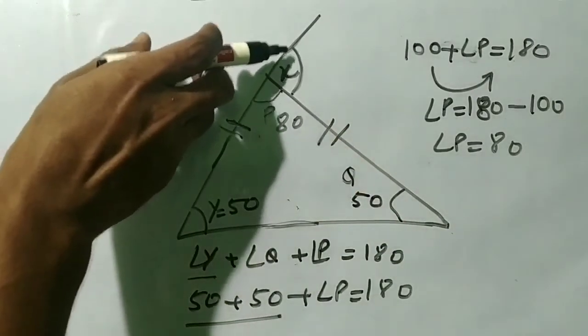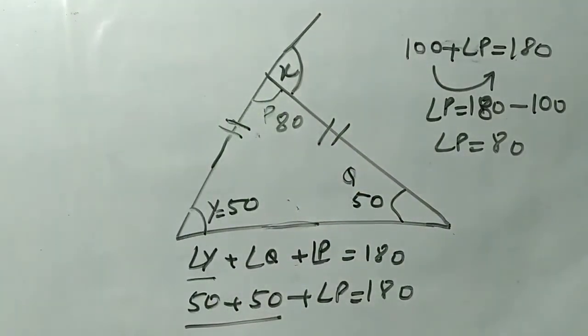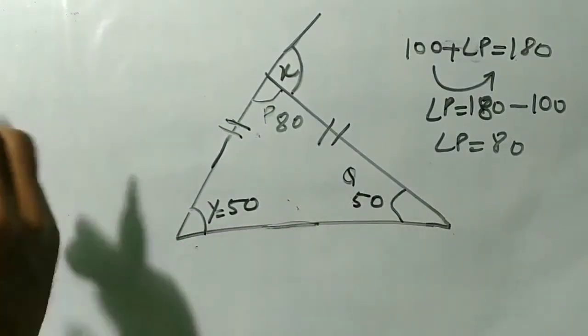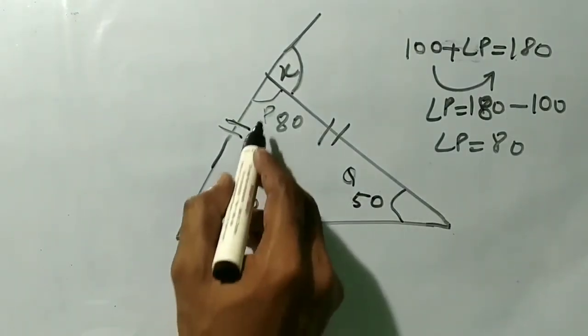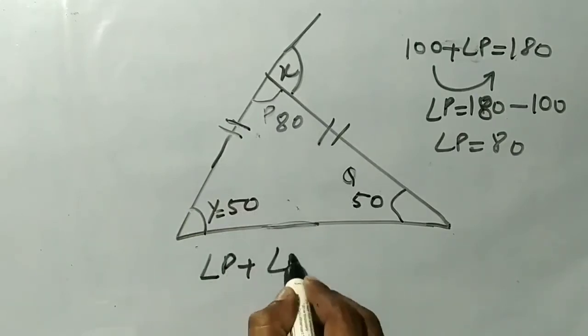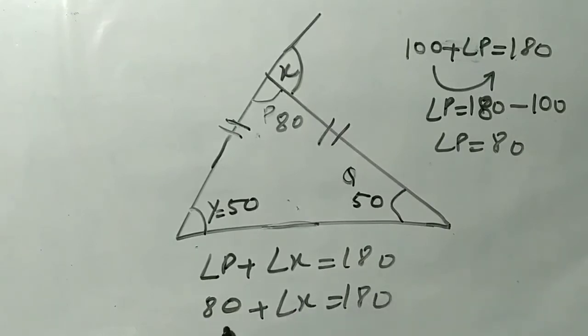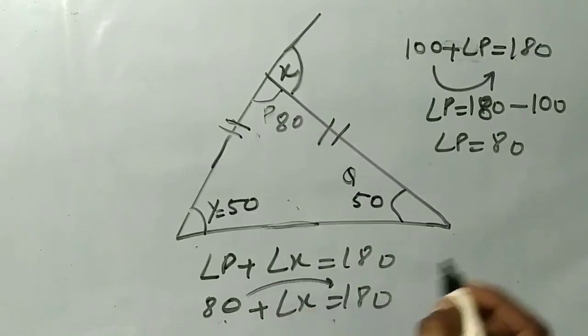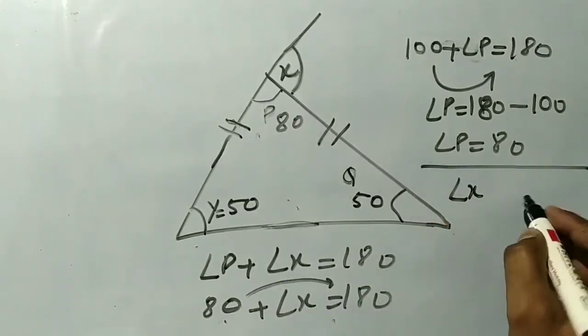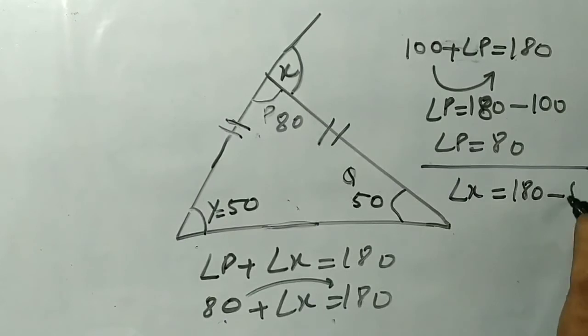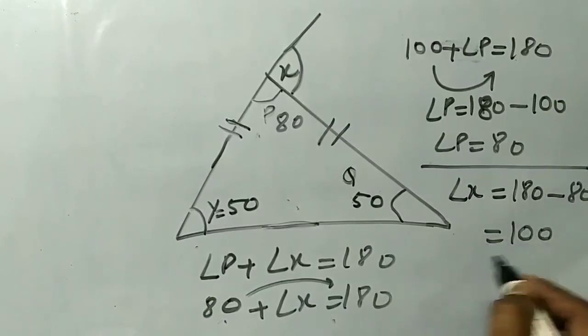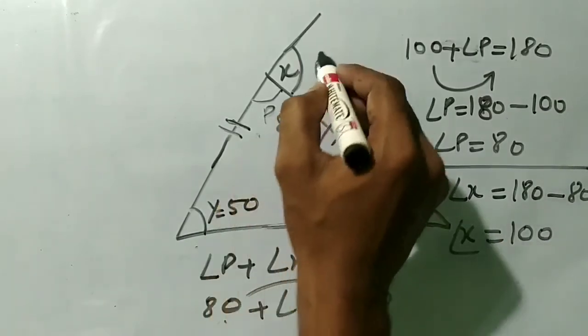Again, one hint is given: a straight line. A straight line is a combination of adjacent angles, so a straight line forms 180. So angle p plus angle x is equal to 180. We know already angle p is equal to 80. 80 plus angle x is equal to 180. Then 80 goes to the other side. Angle x is equal to 180 minus 80, which is 100. Here angle x is 100.